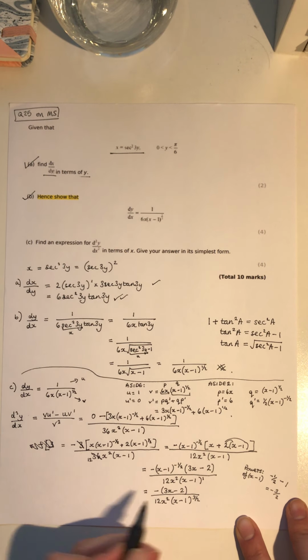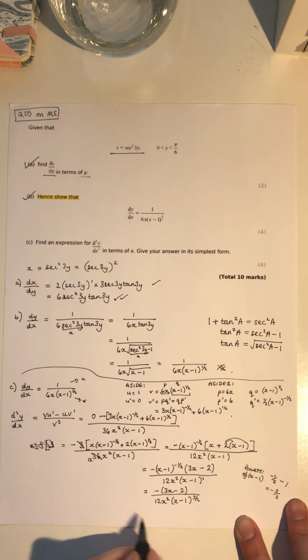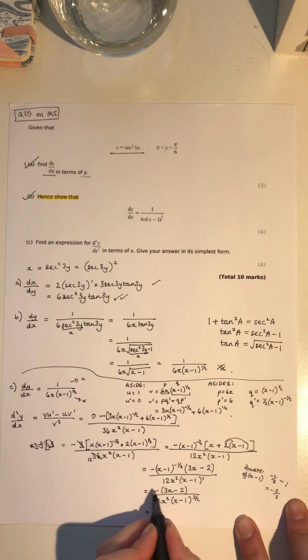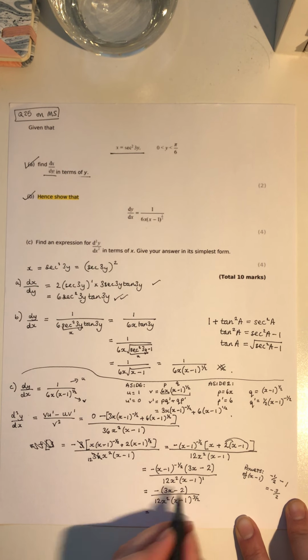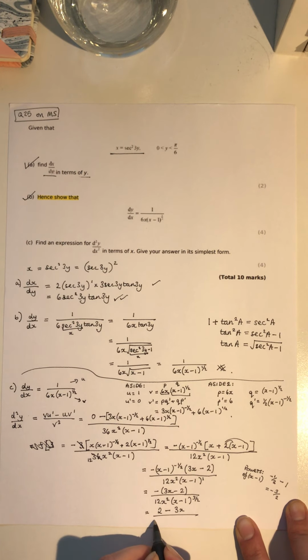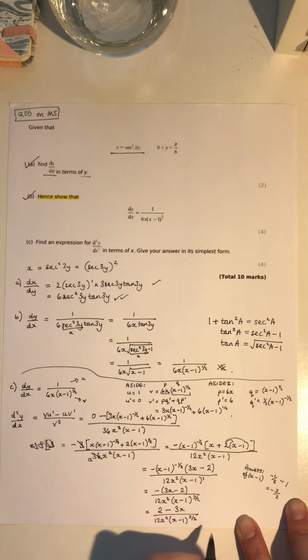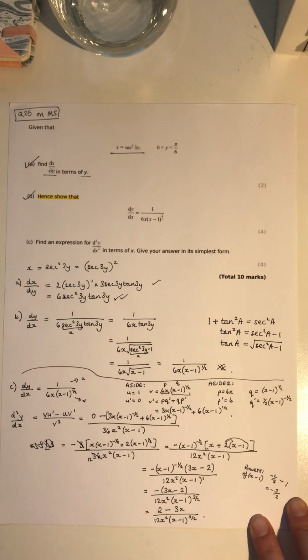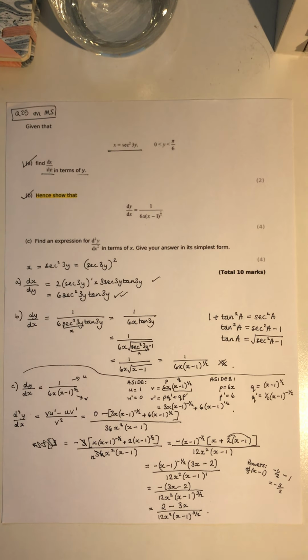The only thing I don't like is the fact that I've got this minus outside of a bracket. So if I multiplied that minus in, it would just become a negative 3x and a positive 2. So I've got 2 take 3x over 12x squared and (x minus 1) to the power of 3 over 2, and that is absolutely its simplest form. I can't go anywhere else with it, and we're done.